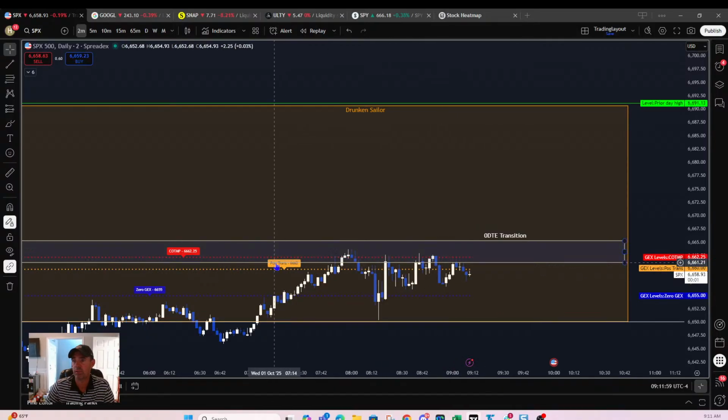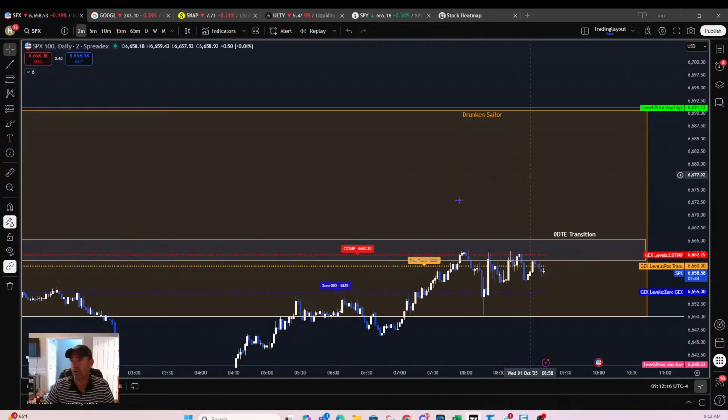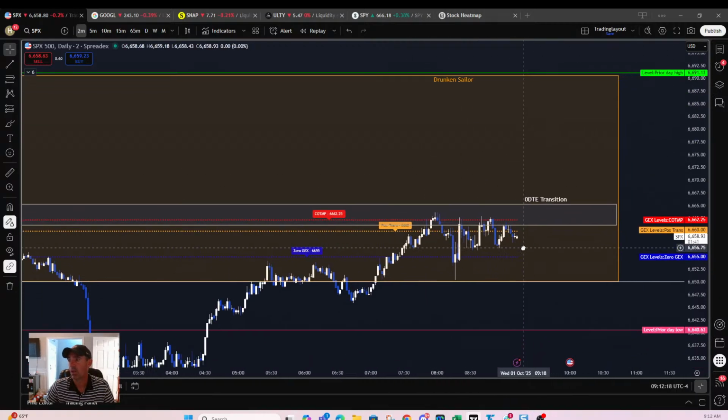Again, we continue to reject off of these 0DT levels, as well as the confluence of the full expiries. So when we see this confluence, this gives us much more confidence in where price action may act or react. And then if we get above that, we'd be looking for a move up towards the top of the drunken sailor range.